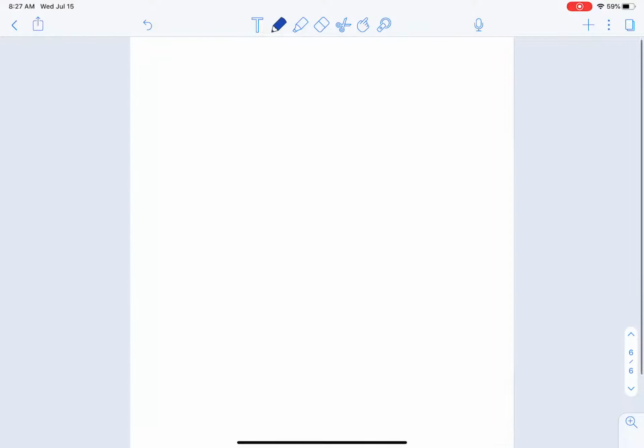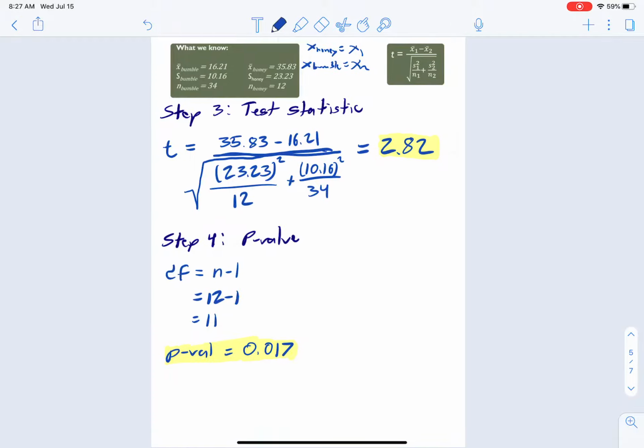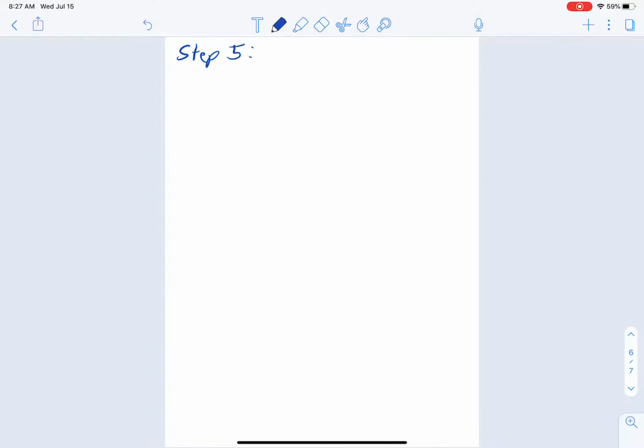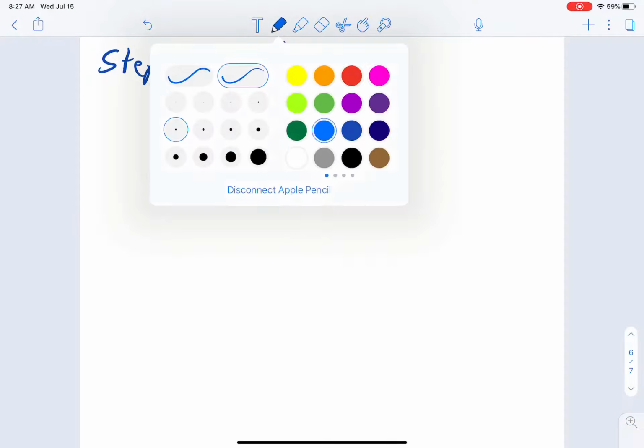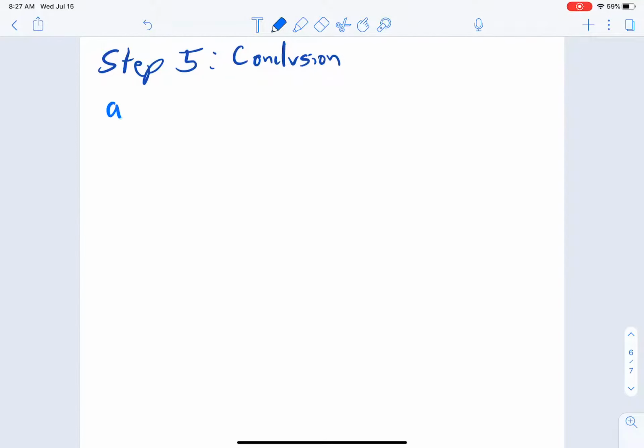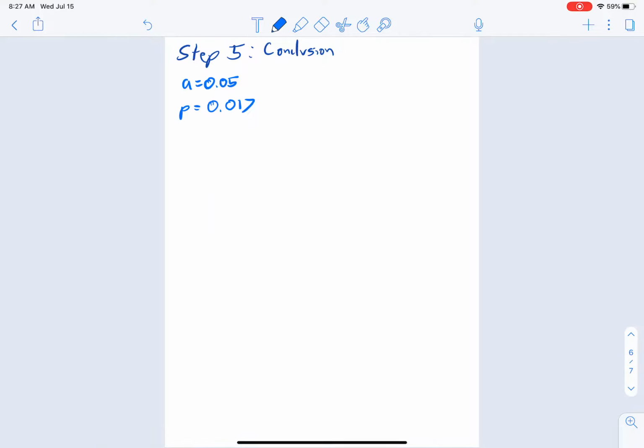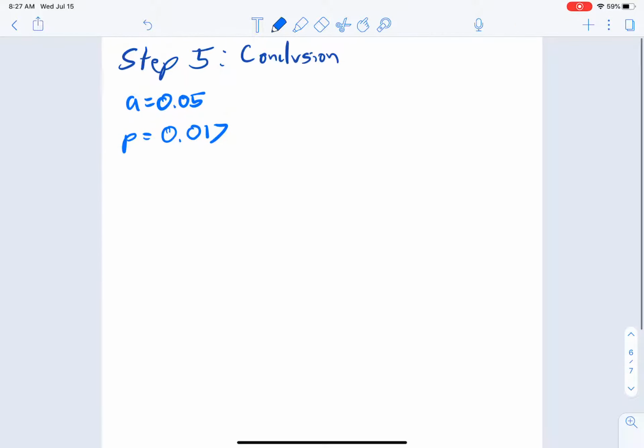So first, I think step 6. No, wait, step 5. Yeah, step 5 is sort of like the mathematical conclusion, right? So we'll just put them both in the same thing, because then we're going to translate it into English, right? So our alpha is 0.05. Our p-value was 0.017. Yes. Very cool. So what do we do? Well, p is less than alpha.